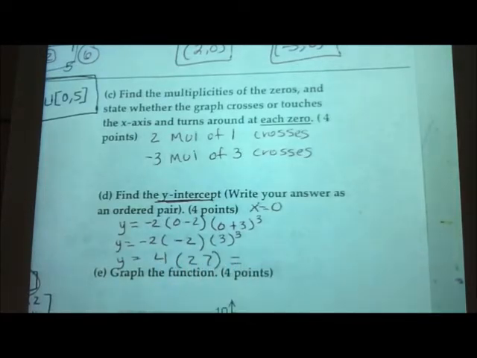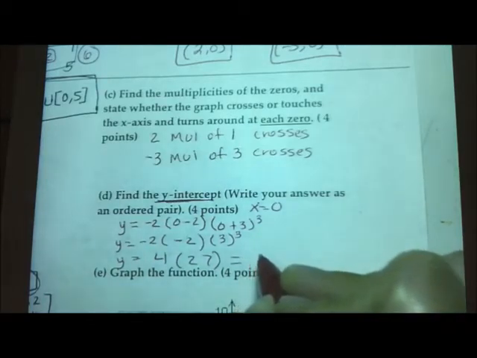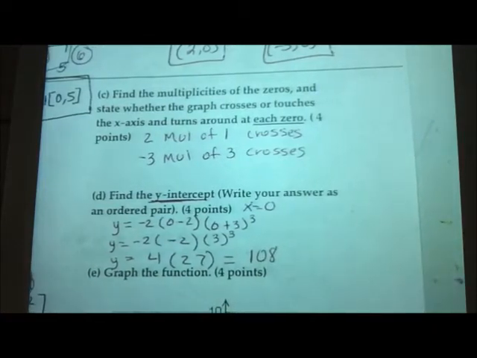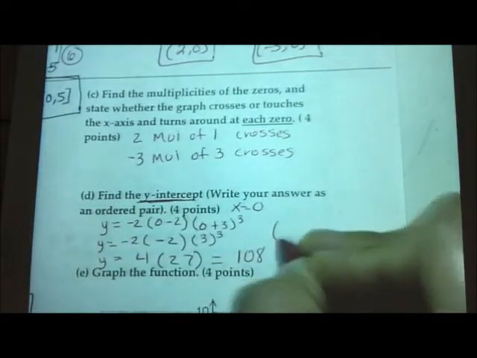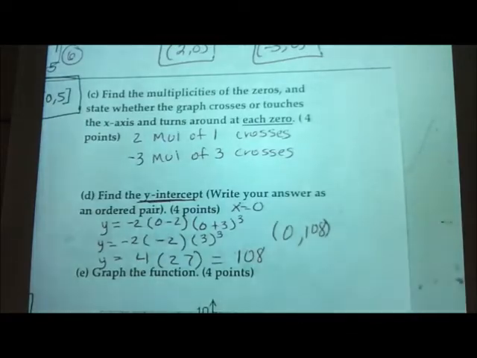And this together is? It's 27 times 4. 108. But is that my answer? No. They want the answer as an ordered pair, so what is it? (0, 108). (0, 108). Also know, how do you verify?